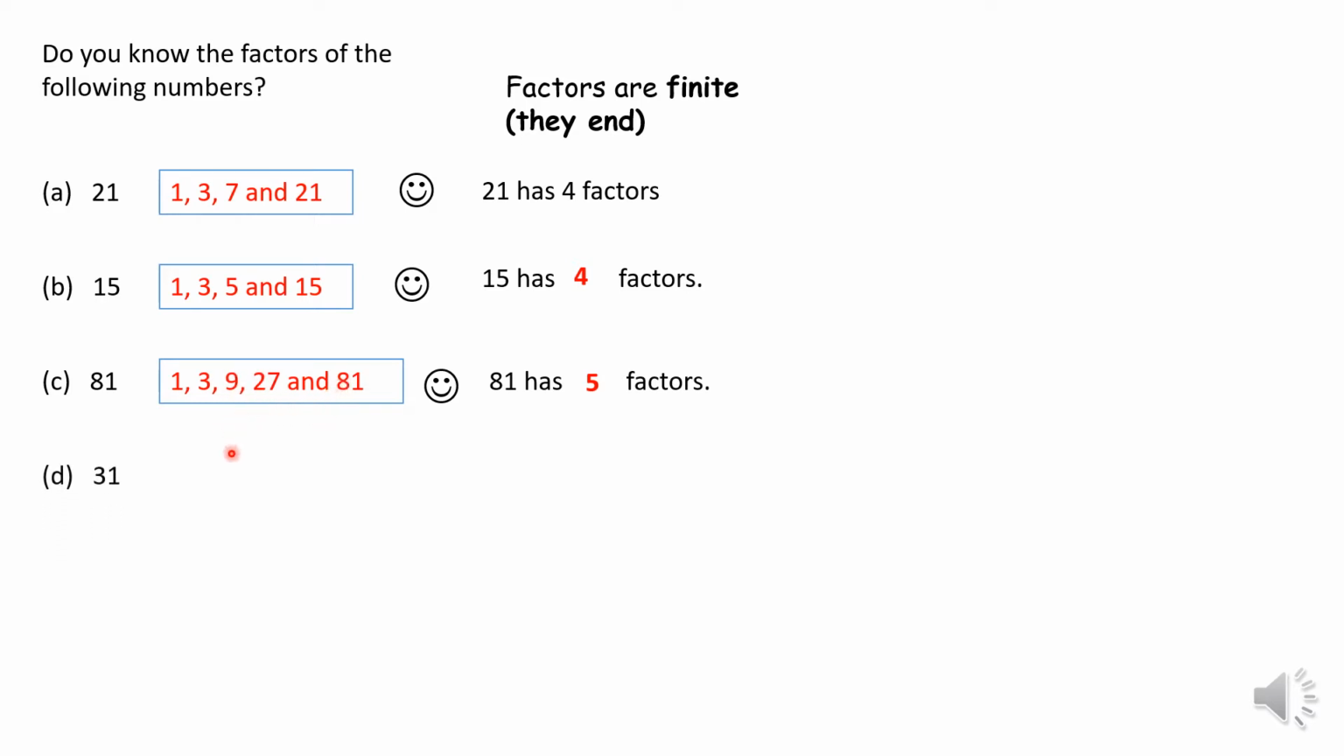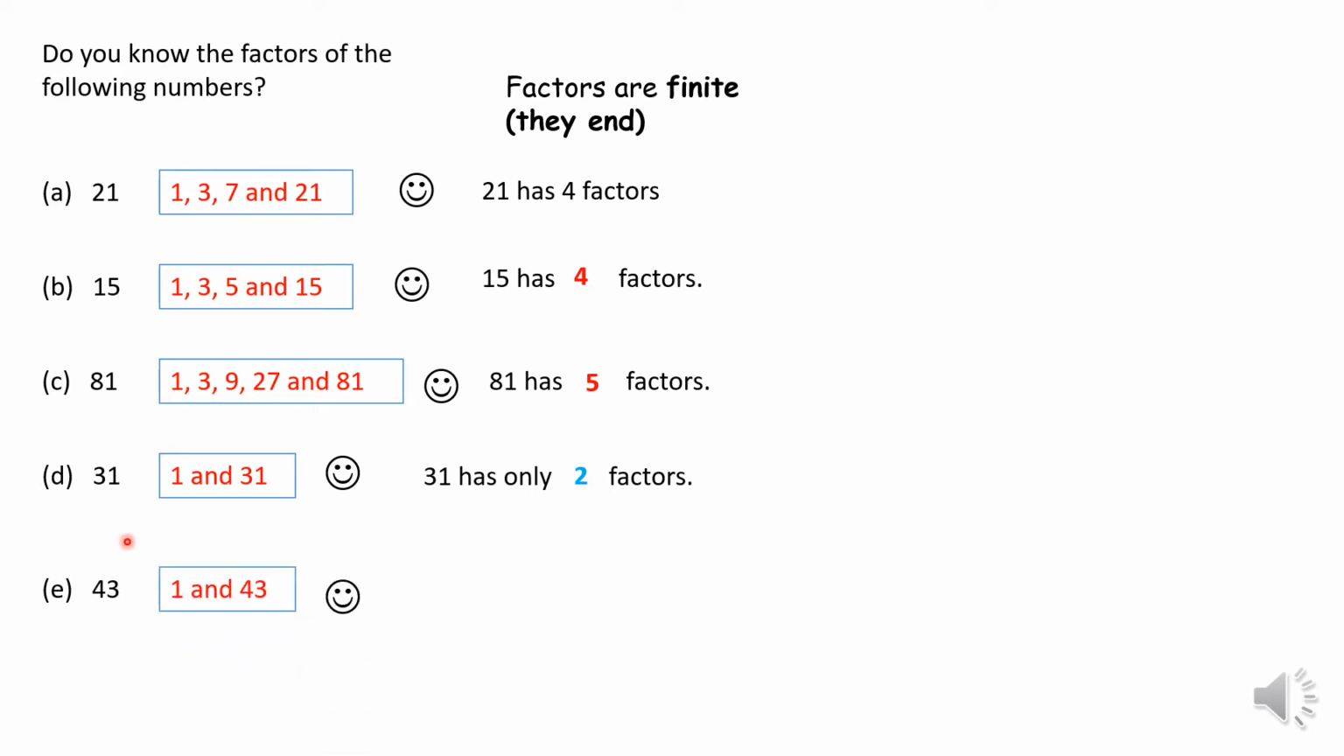What about 31? It's a rather odd looking number. 31 only has 2 numbers that go into it. Only 2 numbers can go into 31. The same applies with 43. Only 2 numbers go into 43. I have made this a little bit light blue for a reason. You have to think about numbers that only have 2 factors, and these other numbers here, they have got more than 2 factors.